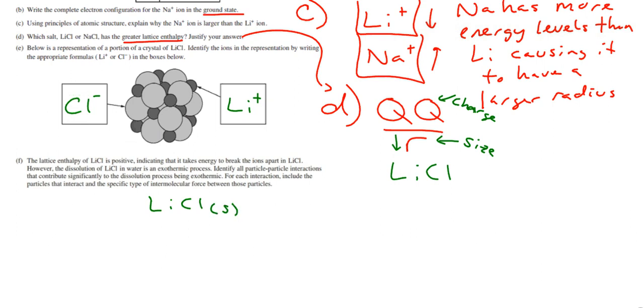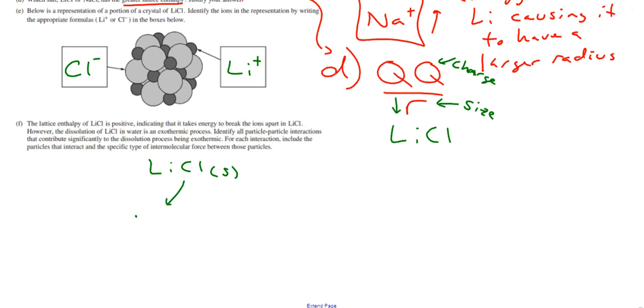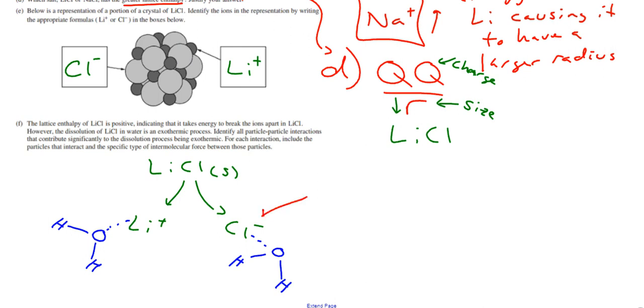It's talking about when it dissolves, okay? Let me make this real simple for you. It breaks up into that. What is it dissolving in? Water. So there has to be some sort of attractive force to surround that. Okay? So these are ions. And you could call them hydrogen bonds or dipoles or whatever you want. But there's a dipole here because it's polar.